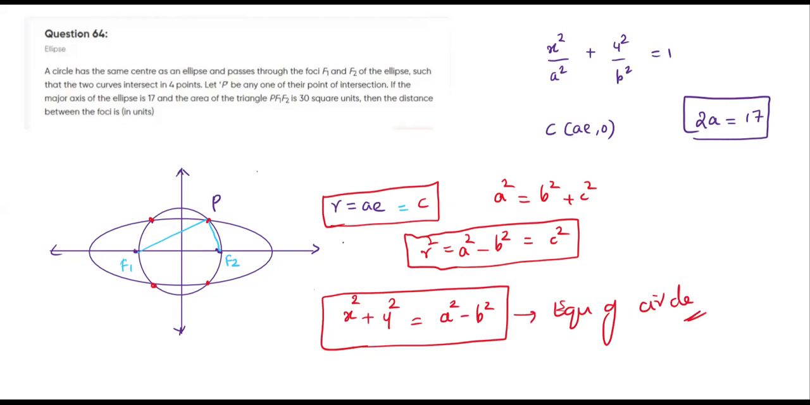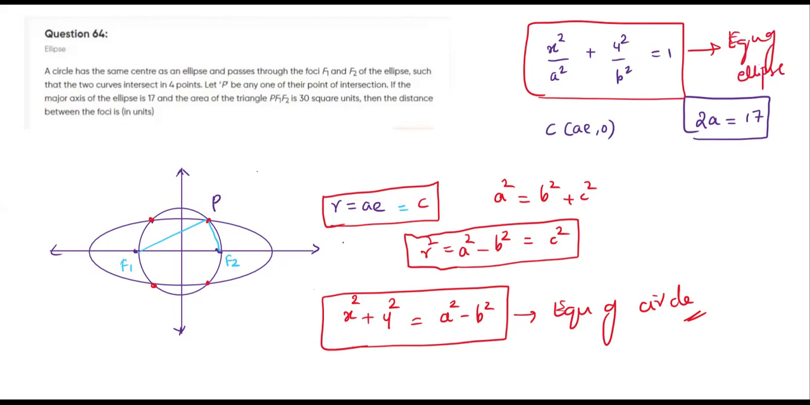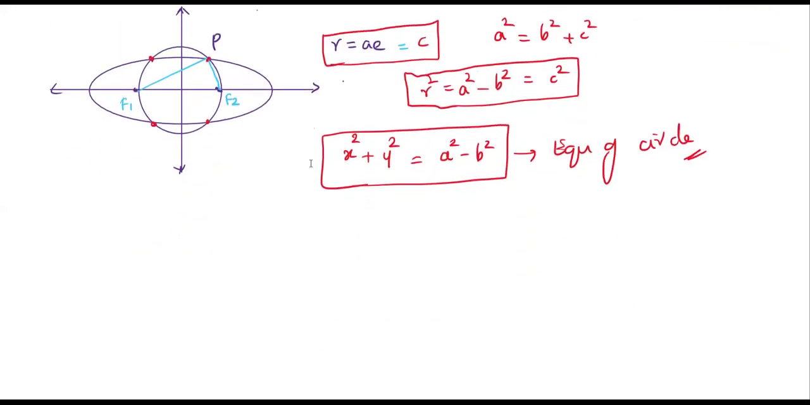Now the next thing is, we need to find the point P. And what is the point P? It is the intersection of the ellipse and the circle. We have the equation of the ellipse already written on top, and the equation of the circle here. If you solve them simultaneously, I should get the point P, because the intersection of these two equations is P.